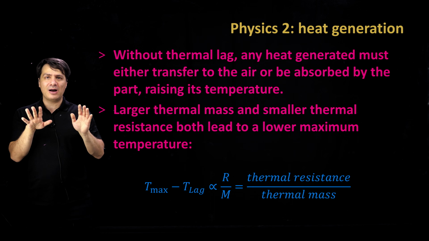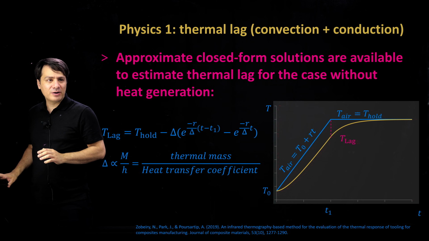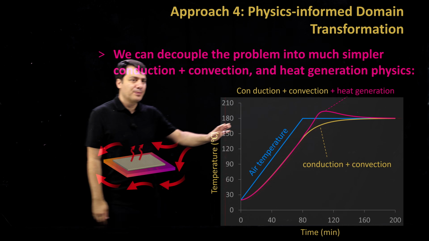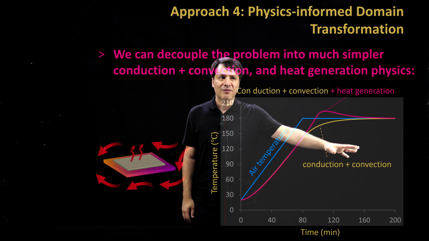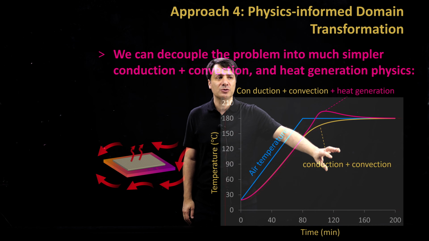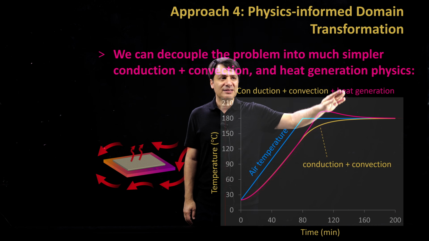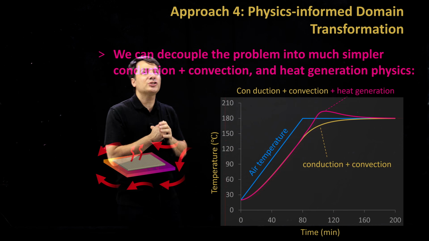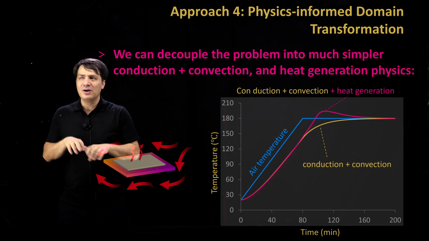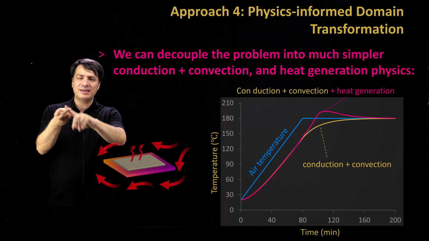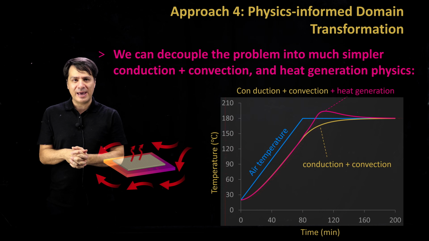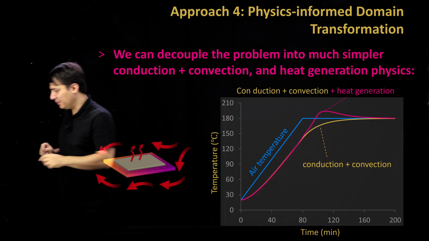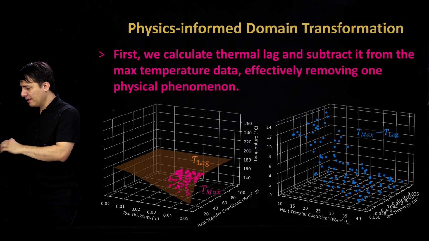So what we know now, again, reviewing it: if we decouple the physics into conduction and convection, we have a closed form equation, an approximate solution for that. If you look at the difference that remains from heat generation, we know an approximate correlation for that. All of these things are related to thermal mass, thermal resistance, and heat transfer coefficient. So we're going to put all of these things together to train a new machine learning model. This is how it's going to be done.